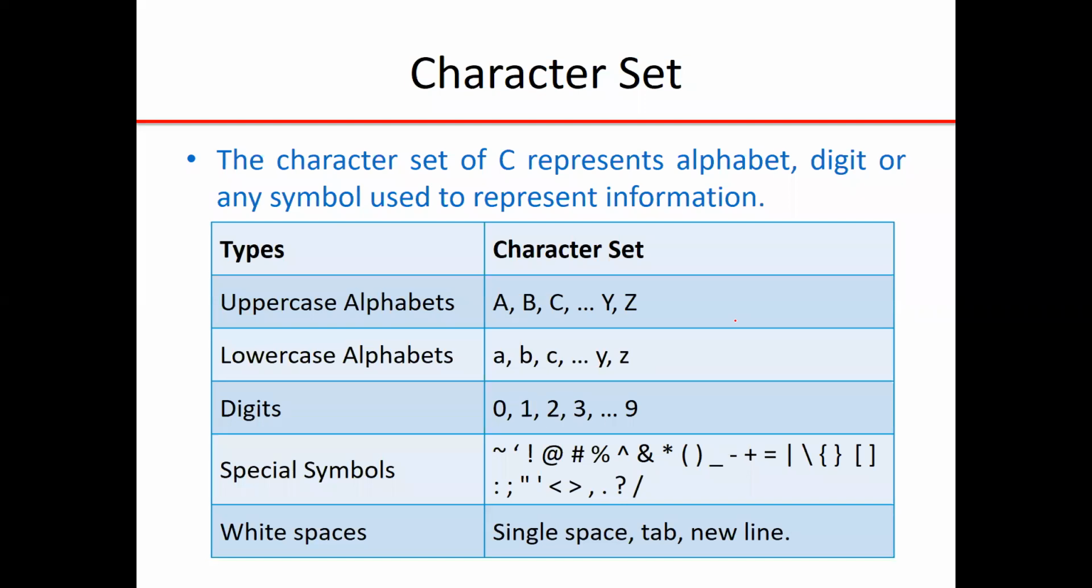So if we want to write down a program in C or C++, there is a character set available. We can use the characters in this character set for the purpose of writing a program. So uppercase alphabets A to Z are available, lowercase alphabets a to z are available, and digits 0 to 9 are available.